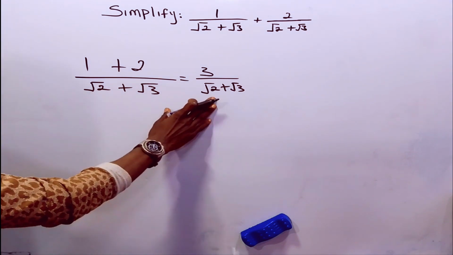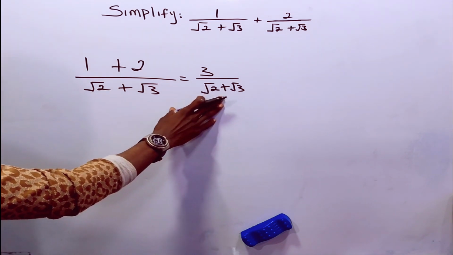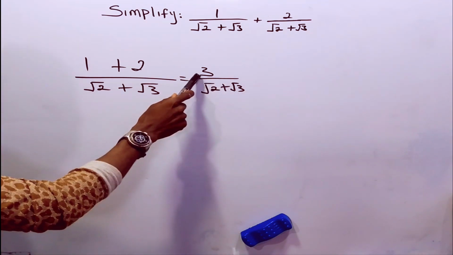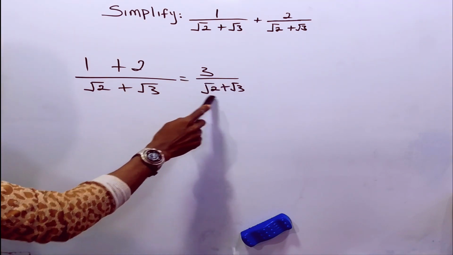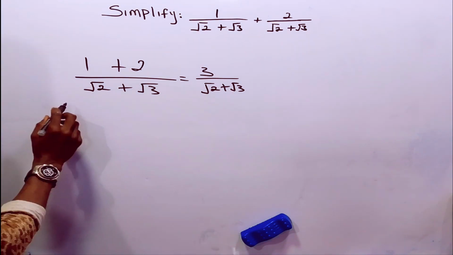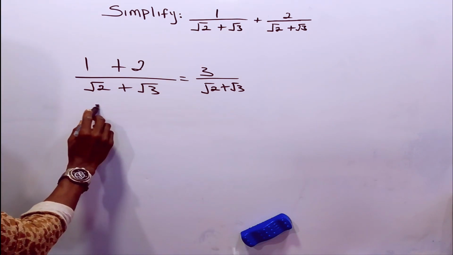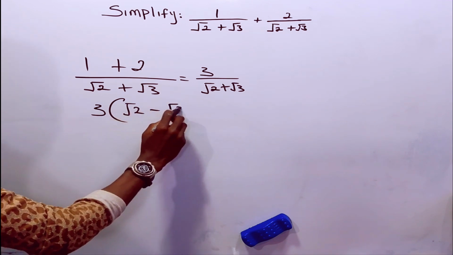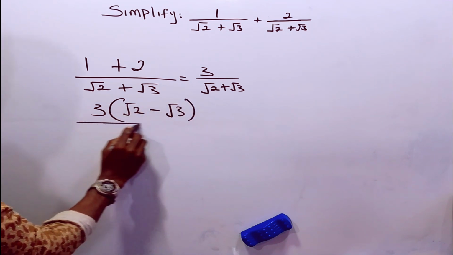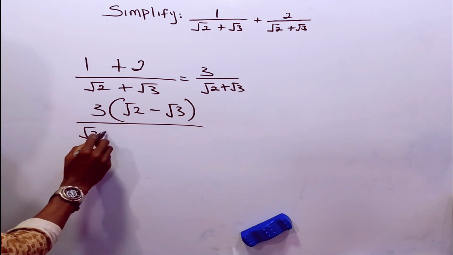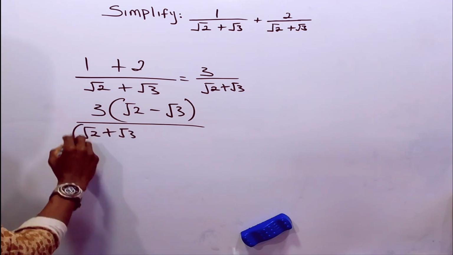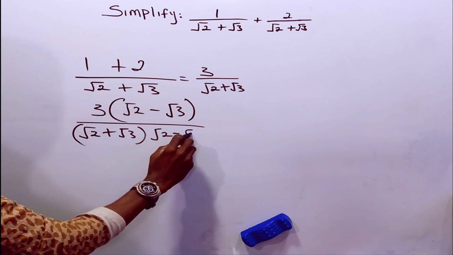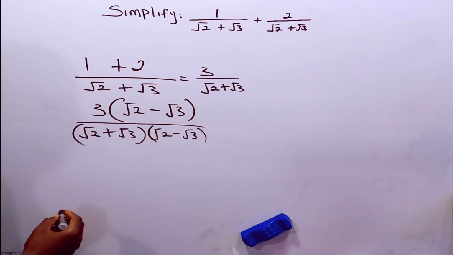Now, to simplify this further, we use the conjugate of the denominator, which is root 2 minus root 3. 3 will multiply the conjugate of this, and this will also multiply its conjugate. So we'll have it as 3 times root 2 minus root 3 over root 2 plus root 3 times root 2 minus root 3.